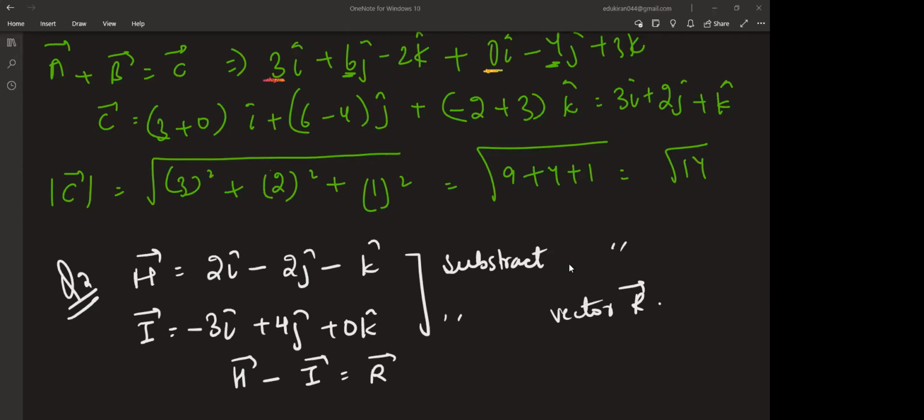Again, same thing. This is the same question. You have to tell me the magnitude of the vector. So calculate the magnitude of this resultant R.